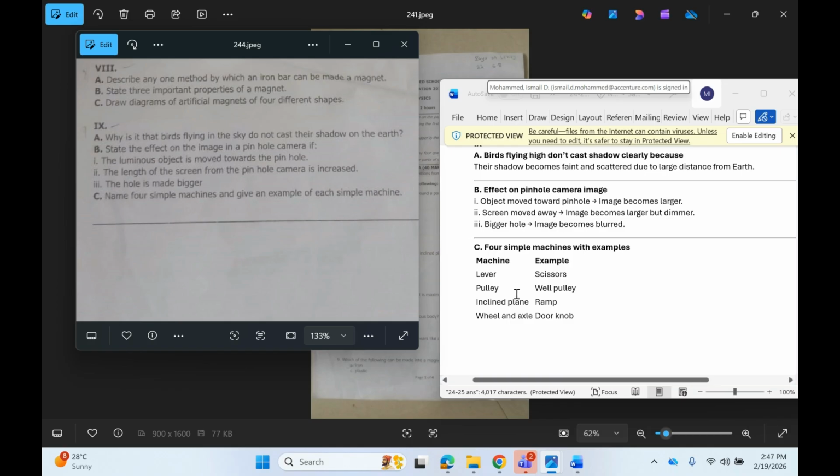Four simple machines, give an example. Lever, example scissors. You can give beam balance. You can give seesaw. You can give pliers. Then crowbar. These all things you can give. Pulley, well pulley. Inclined plane, the ramp in the hospital or the road at the start of the flyovers or the hill slopes. These are all inclined planes. The wheel and axle example is door handle, doorknob or steering wheel. Right?